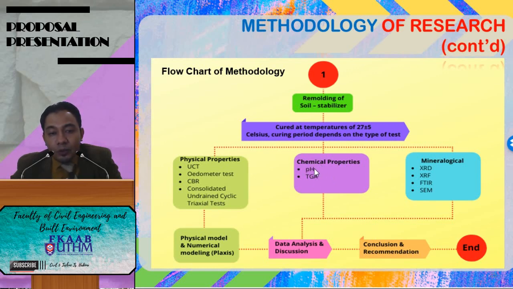Okay, pH is actually to investigate the cation exchange. And then this is to investigate the pozzolanic reaction. And then for the mineralogy test, we use the XRD, XRF, FTIR, and SEM. FTIR we can use to determine the flocculation reaction. So after we perform the physical properties, we can prepare the physical model and numerical modeling by using Plaxis, and then data analysis and discussion, and then conclusion and recommendation, and then finish.